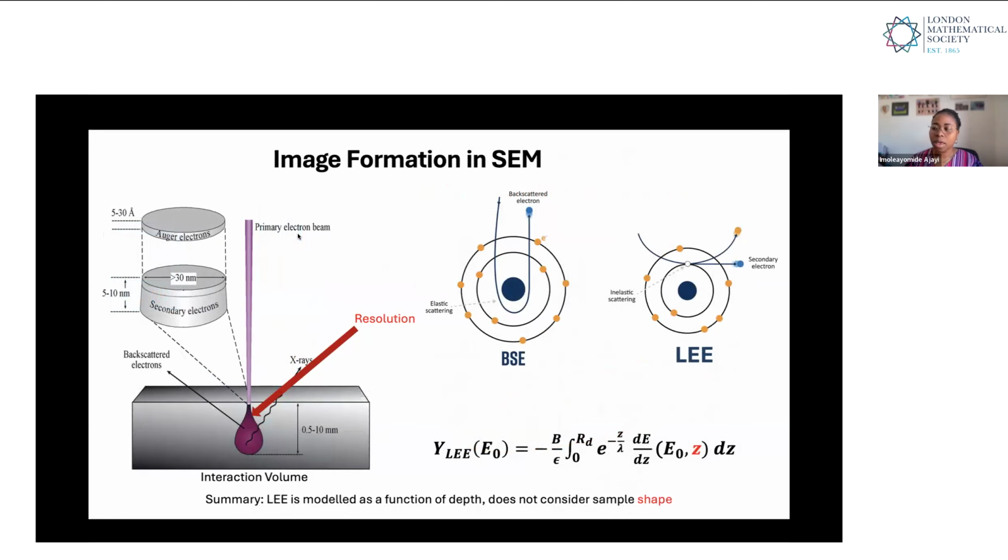SEM uses a primary electron beam that hits the surface of the sample, and then it causes an interaction to occur. You can see it in the shape of an onion, in pink. That interaction produces different signals. The signals produced could be backscattered electrons, which means an elastic scattering has occurred. And it will also be low energy electrons, which means other electrons have been produced.